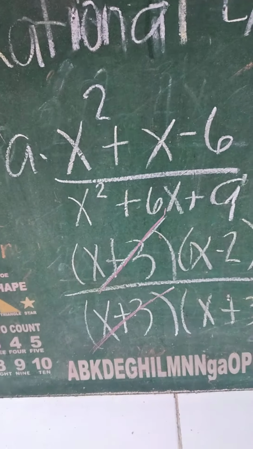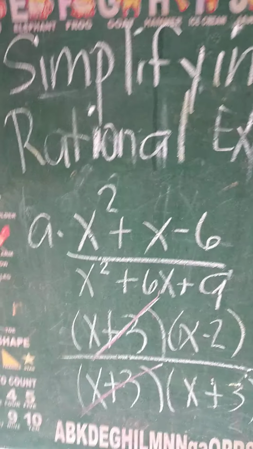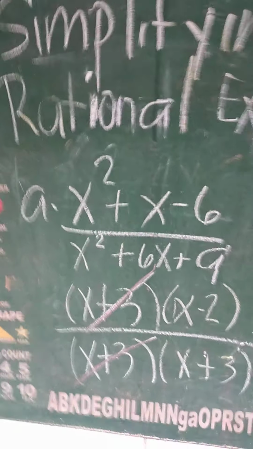So I will not answer letter C or letter B of the same page because you still apply the same skills. Factoring. Factor your numerator and factor the denominator, and then cancel out common factors. Okay?